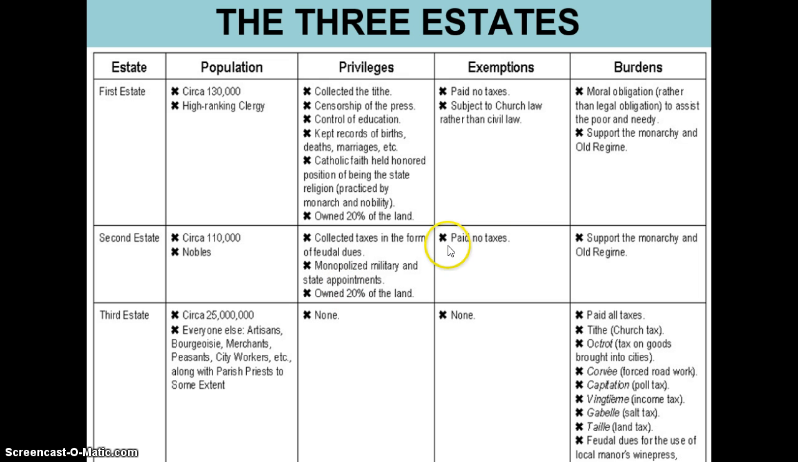As far as exemptions, they paid no taxes. And of course, their only burden was to support the monarchy in the old regime, which obviously they would do since they were benefiting a great deal from that regime.